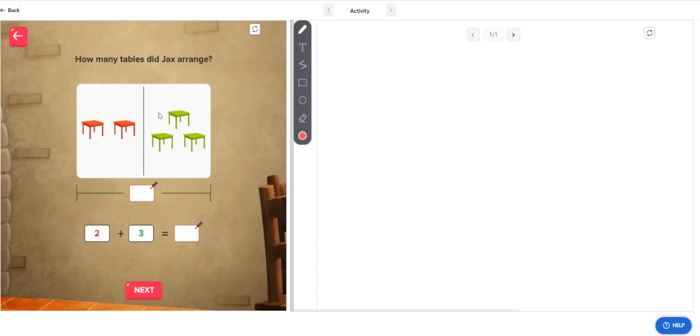Now, the first question that we see on our screen is what? How many tables did Jax arrange, right? So what are we doing? We are adding them, correct? There are tables in red and there are tables in green. 2 tables in red plus 3 tables in green. That gives me total how many tables? Let's count 1, 2, 3, 4 and 5. So what is my answer? How many tables did Jax arrange? Jax arranged 5 tables, right?